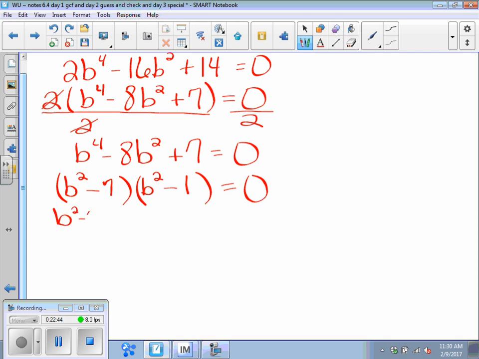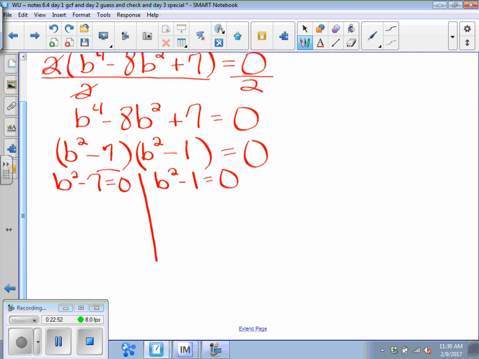So we're going to take b squared minus 7 equals 0, and then b squared minus 1 equals 0. So, bring the 7 to the other side, it becomes positive, so b squared equals positive 7. But if this was plus and you brought it over and it became negative, when you take the square root, you just have imaginary answers. So b equals plus or minus the square root of 7. So that's 2 answers, positive square root of 7, negative square root of 7.